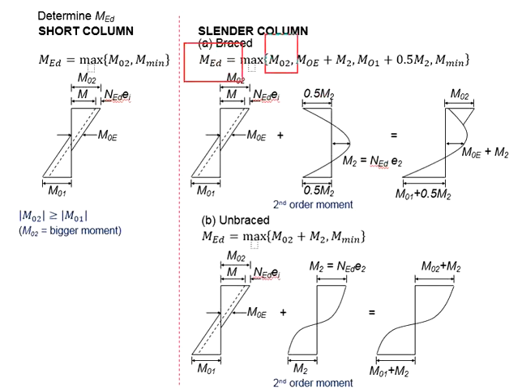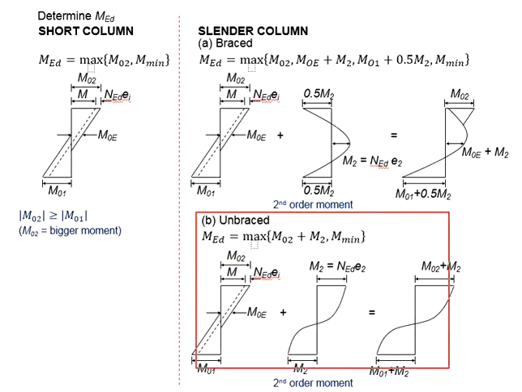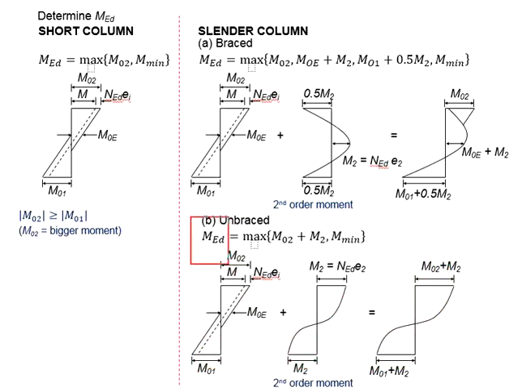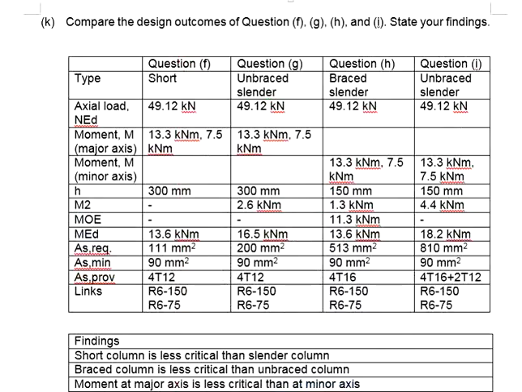since the MED is governed by 4 parameters here. The biggest value shall be the MED. If the first order moment alone is greater than the rest, then you may use the first order moment. This does not apply to the unbraced structure, because the MED will be the summation of the first order moment plus the second order moment. Ultimately, because of these relationships, you will expect that the unbraced slender column is going to be the most critical.